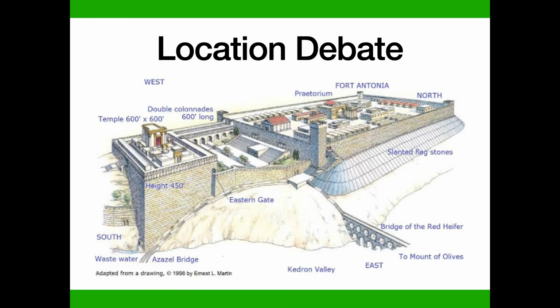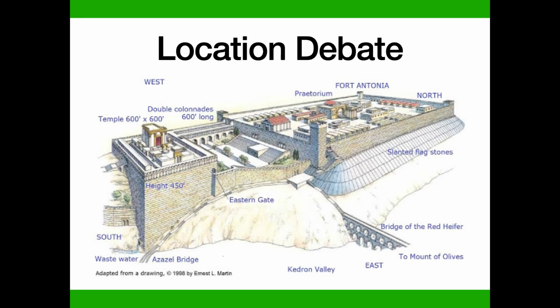All right. So this is a depiction by Ernest Martin. And this is kind of the way that the scholarly debate is heading, that the traditional Dome of the Rock location is not the temple. It is the Antonia Fortress. So I'm presenting both. Don't get me wrong. But, I mean, if you ask me, this one's totally correct.